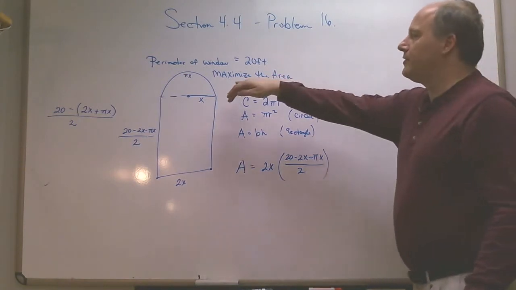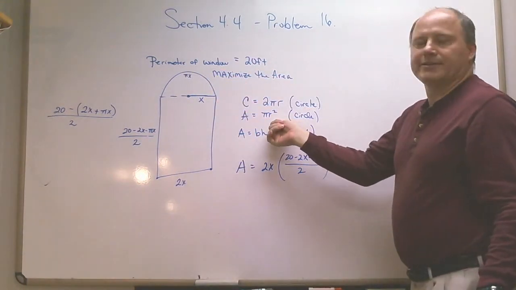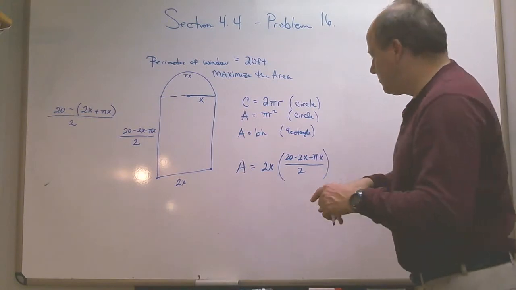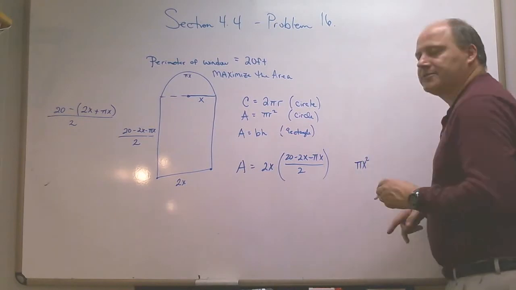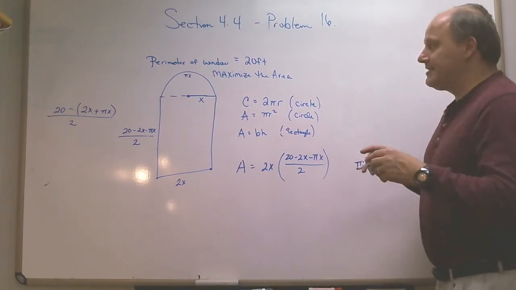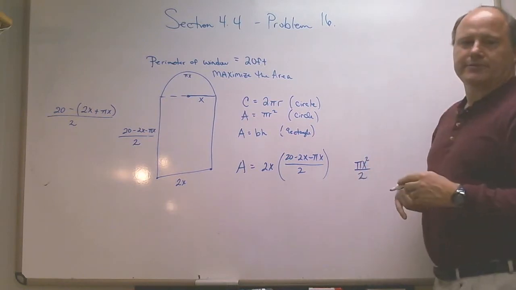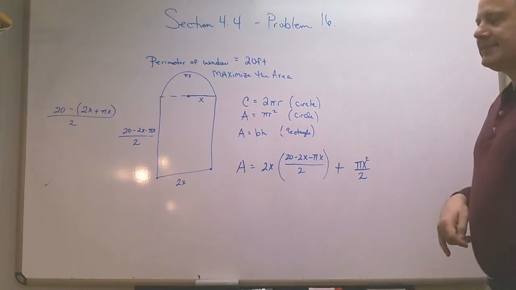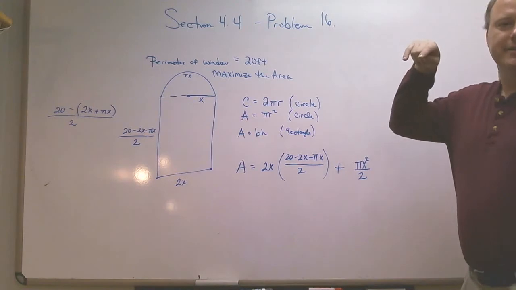Now, the circle is really half a circle. And remember, the area of a circle is pi times the radius squared, if it's a full circle. This is only half of a circle, so it's going to be pi x squared, because the radius is x in this case, but I divide that by 2 because I only have a semicircle. And then I add that on. So this is the area of the whole window, including the top itself.